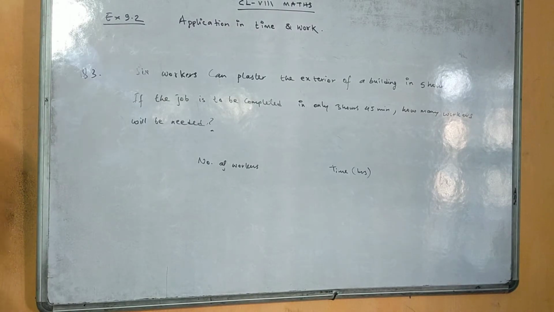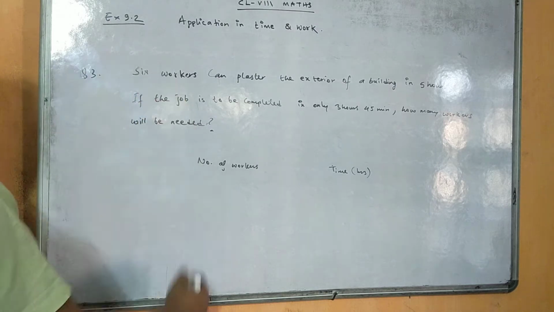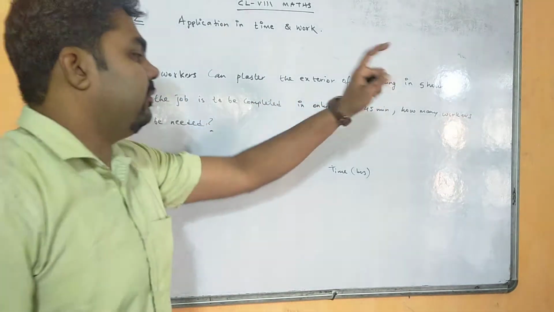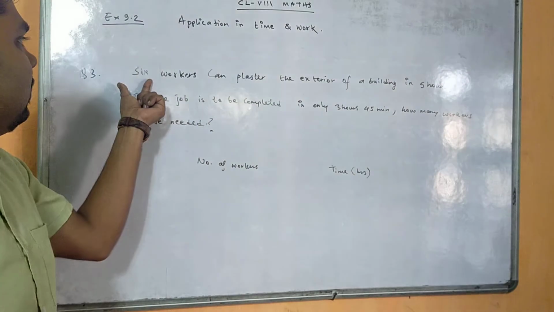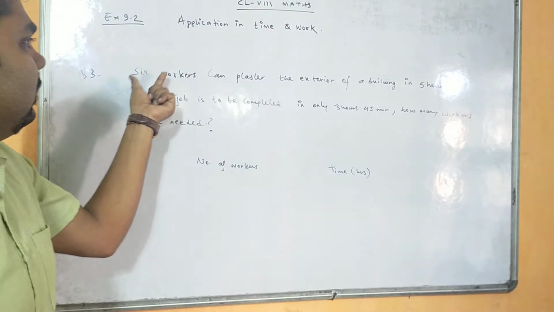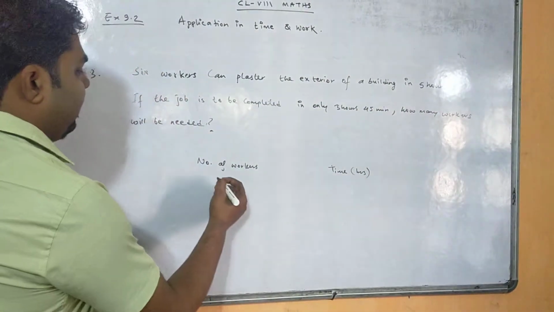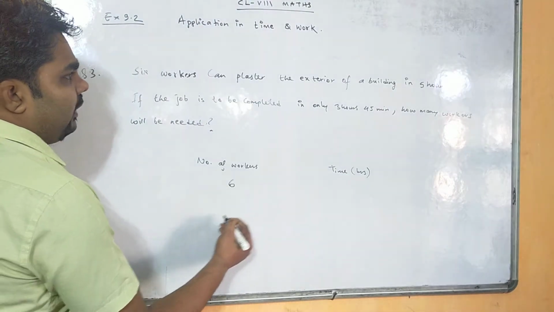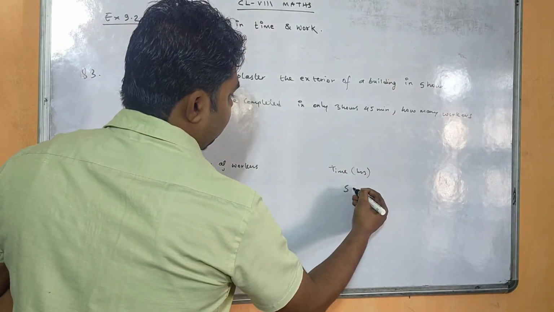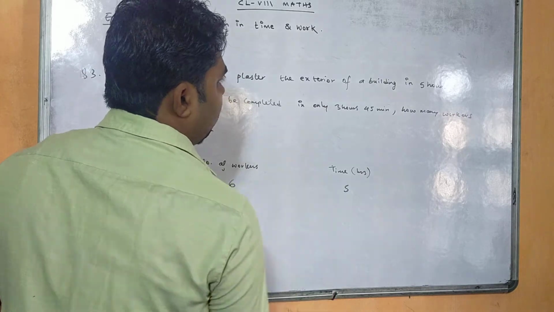6 workers can plaster the exterior of a building in 5 hours. So how many workers can plaster? 6 workers will take 5 hours time. So I will be writing here number of workers 6 and number of time is 5 hours. Already hours, time in hours, I mentioned.